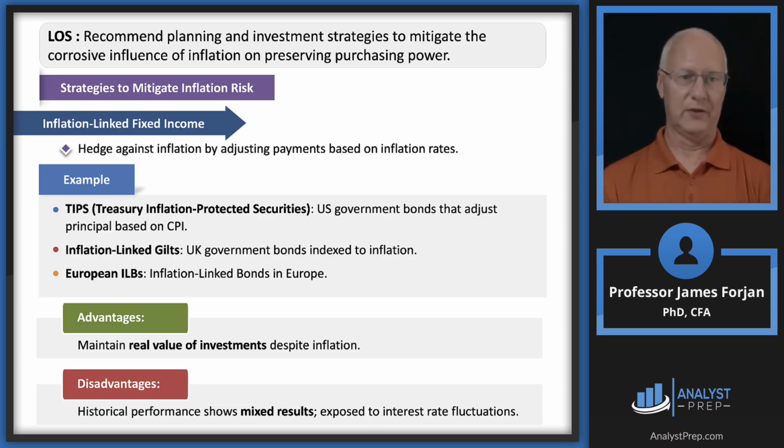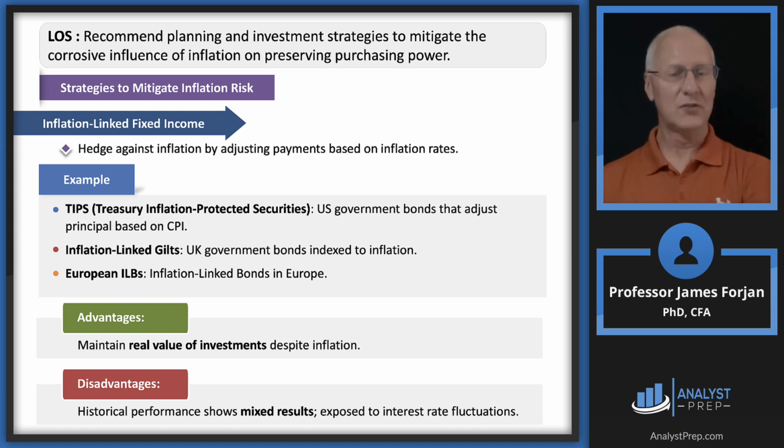All right, so how can we do this? Well, skip down to the middle there. There is the inflation-linked bonds in Europe. There are other inflation-linked gilts, that's the term for the UK, and there are the Treasury inflation-protected securities that adjust the principal based on the consumer price index. Advantages of using these things: maintain real value of investments, just like we showed in that previous example.